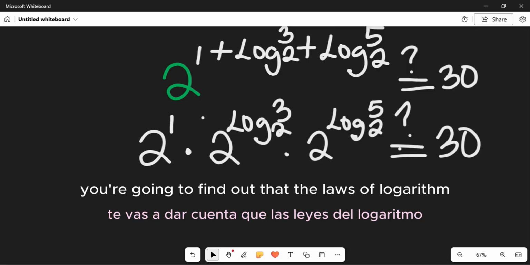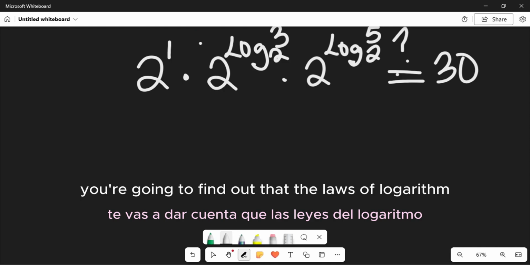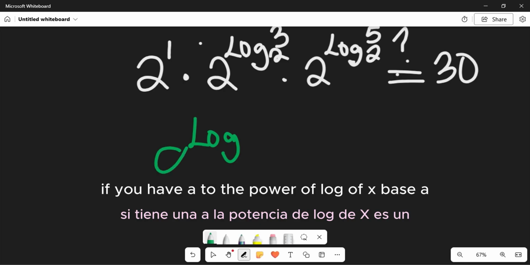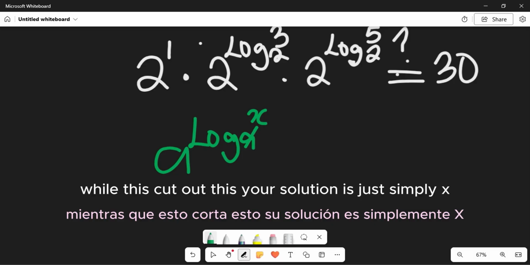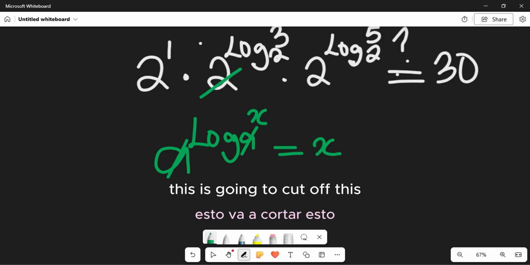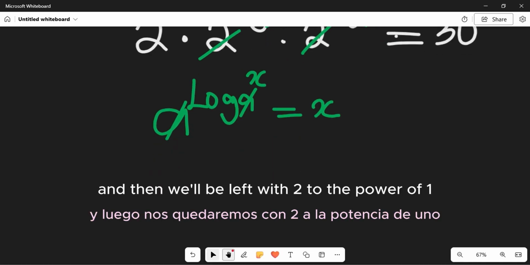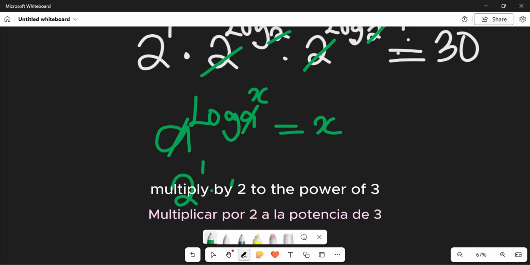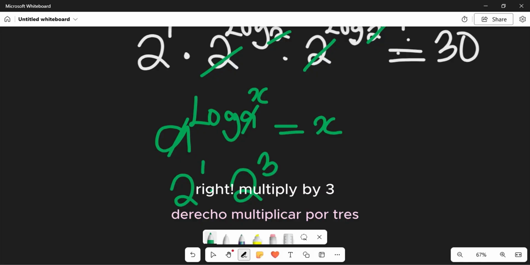Now, if you check this out, you're going to find out that the laws of logarithm state that a to the power of log of x base a, the a and the log cut out, and your solution is just simply x. So if we apply that here, this is going to cut off this, this is going to cut off this, and then we'll be left with 2 to the power of 1 multiplied by 3, multiplied by 5.